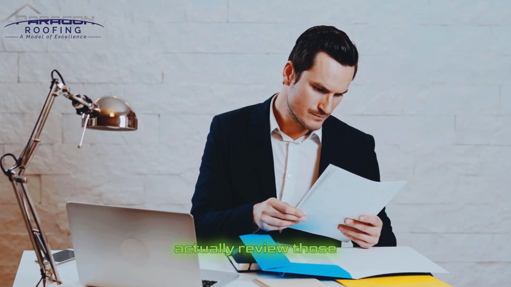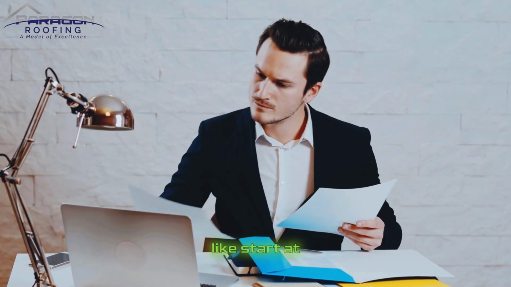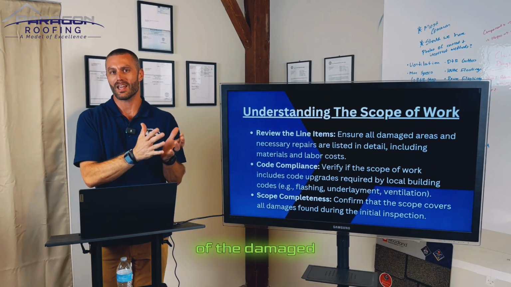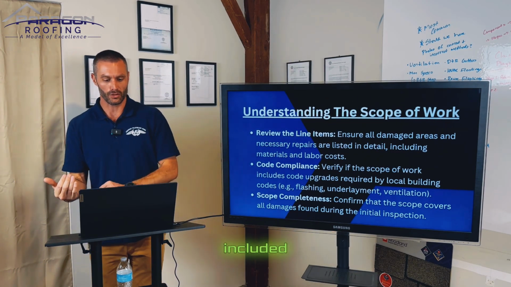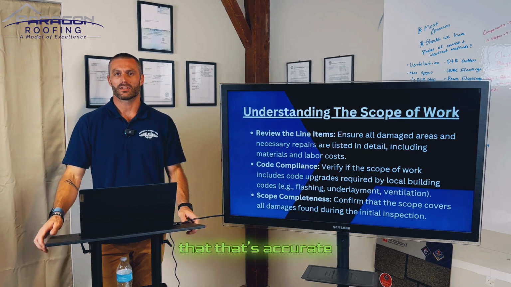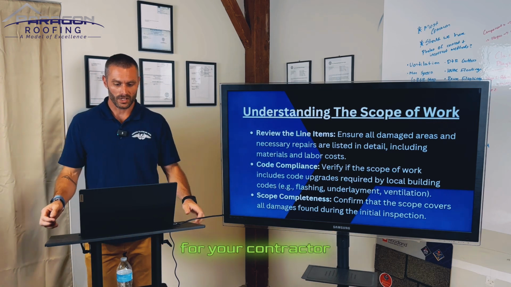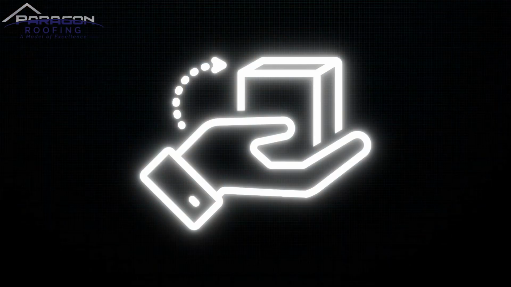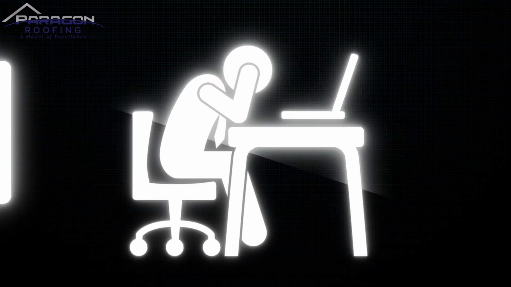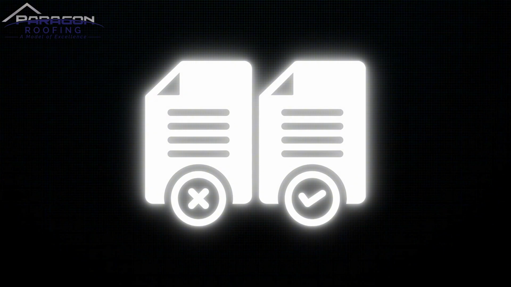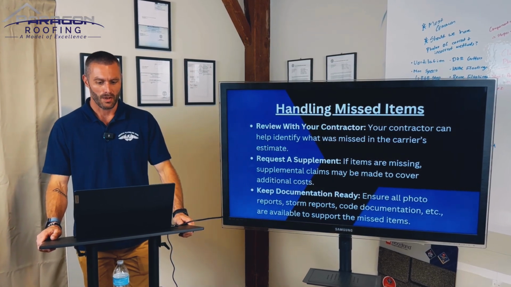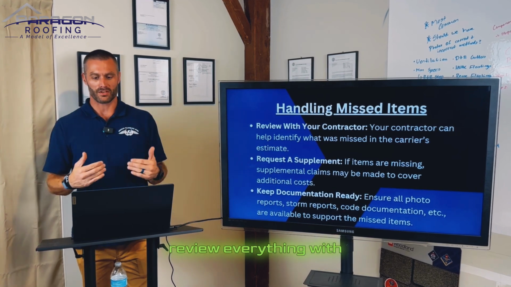We have to actually review those line items: start at line item 1 and work your way through. Ensure that all of the damaged areas are being included, including labor and material, and make sure that it's accurate. This is going to be a question for your contractor. Handling those missed line items is actually not a very difficult process, and it gets into what's called supplements. We'll discuss that in a later episode.